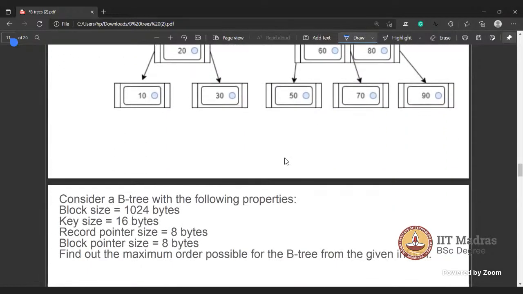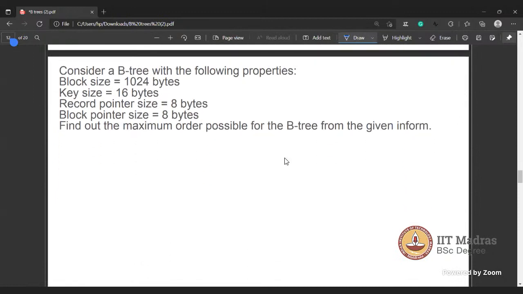So based on this, we will solve one numerical. So please solve. I will wait 2-3 minutes. Please solve in your own way. Then I will solve. So this numerical is based on the B tree concept. So please try to solve. I will wait 2-3 more minutes.